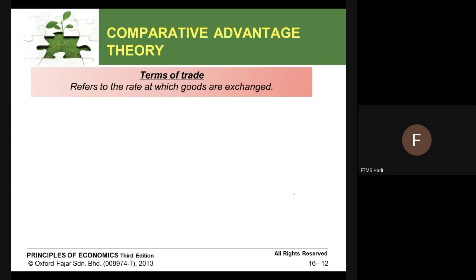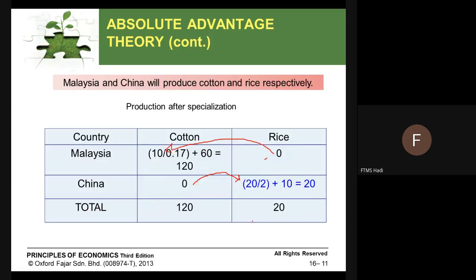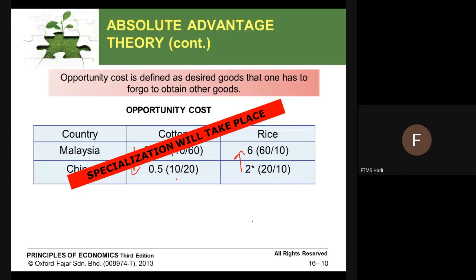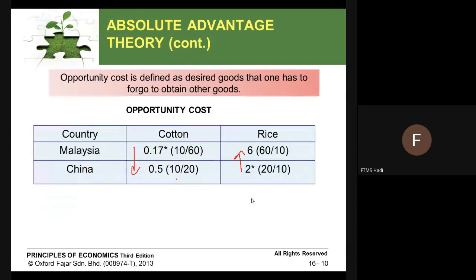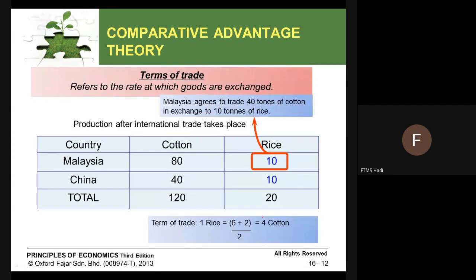Okay, what is terms of trade? It refers to the rate at which goods are exchanged. So terms of trade means they want to see the ratio between one product and another product. Okay, terms of trade, one rice is equal to 6 plus 2 divided by 2, and then 0.17 plus 0.5 divided by 0.5.